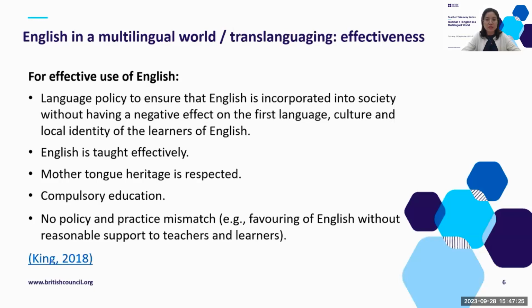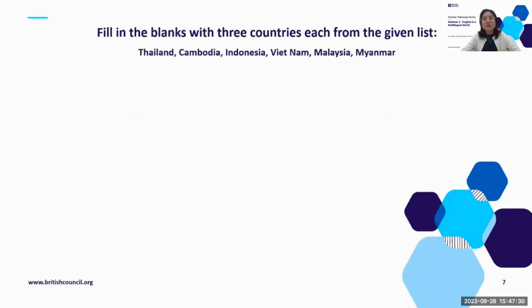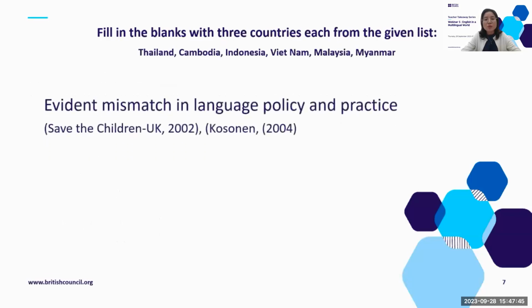This is a sort of policy and practice mismatch. So, what do all these things mean for the ASEAN context? Here I would like to give you a tiny exercise. You will see 6 countries in the list: Thailand, Cambodia, Indonesia, Vietnam, Malaysia, and Myanmar. Which countries do you think have an evident or obvious mismatch in language policy and practice? You will need to choose 3 countries from the given list. I can give you 10 seconds for that.